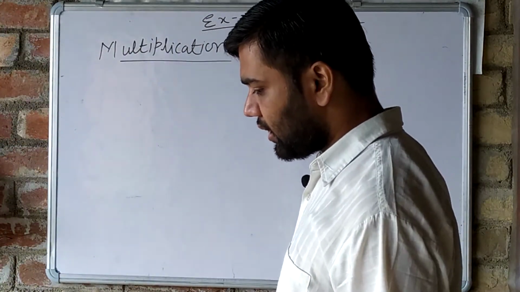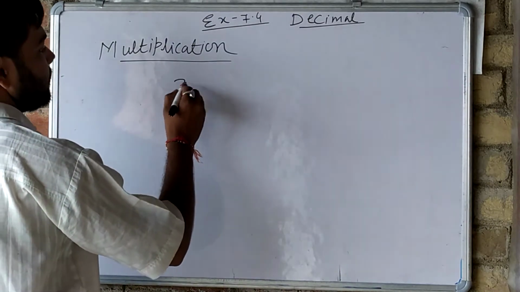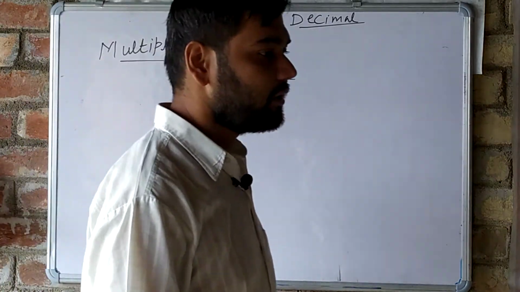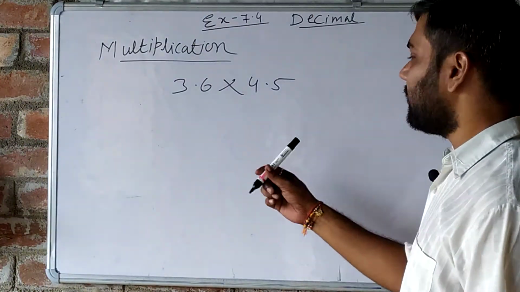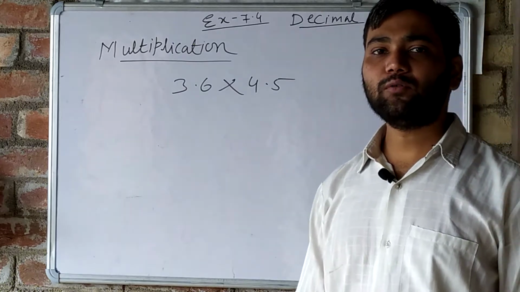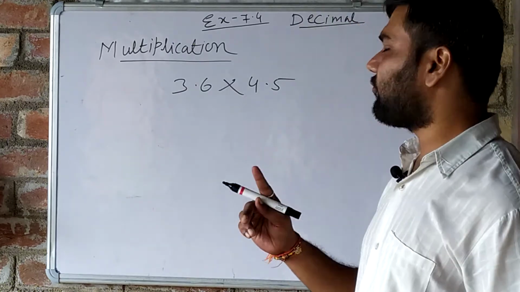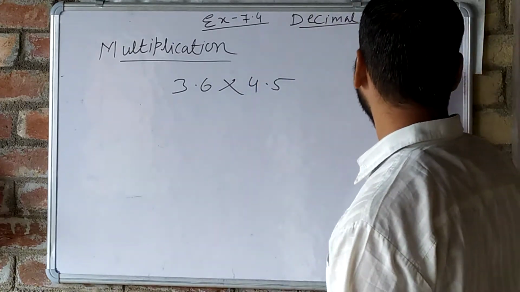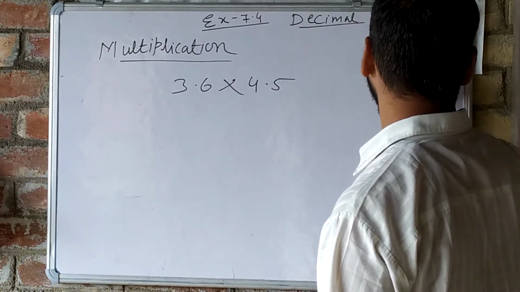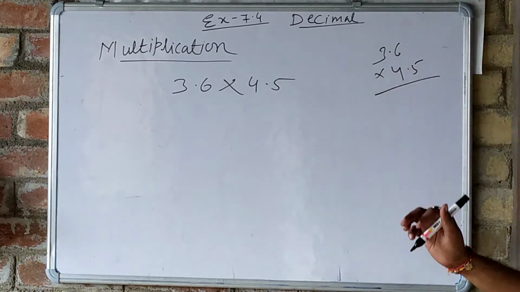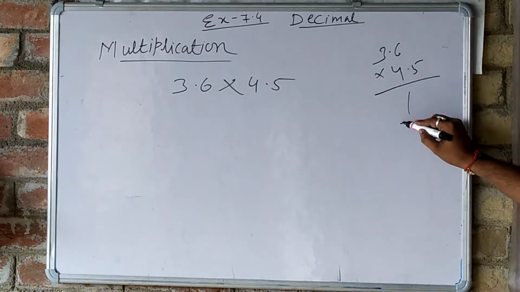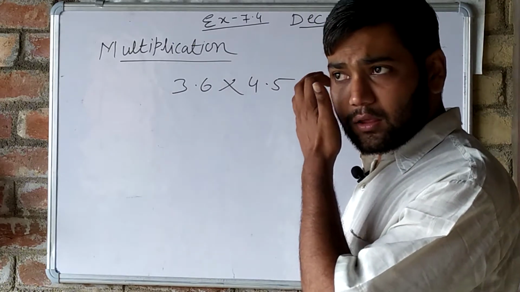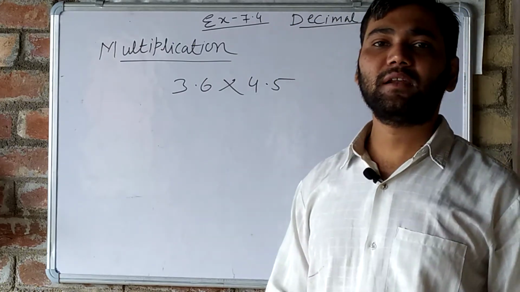For example, if we have 3.6 into 4.5, we have to multiply 3.6 into 4.5. Then what will we do? How will we multiply? The first way is that you directly multiply 3.6 into 4.5 and give the result. Understand? Here you can directly do it like this, and the other way is to make it a bit easier.